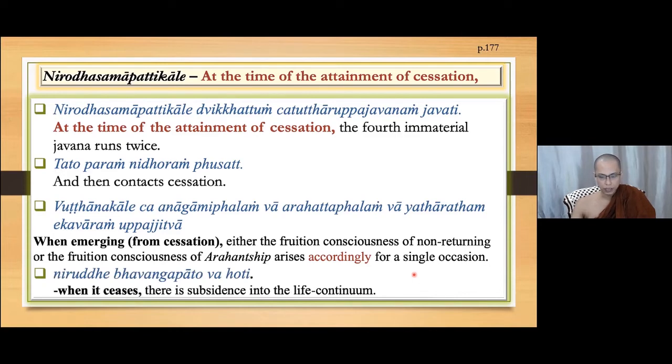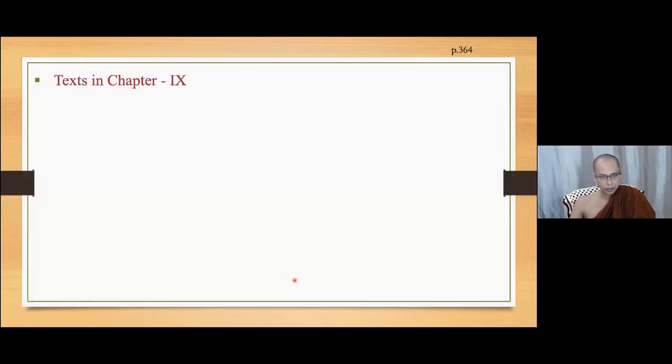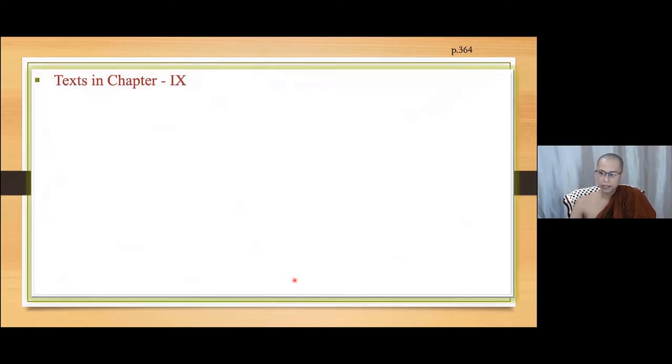Then after the one time arising of the fruition consciousness, accordingly, it also ceases. When it ceases, bhavangapadavo hoti, there is subsidence into the life-continuum, so a bhavanga arises. This is the text in chapter 4 regarding the Nirodha Samapatti Vithi. But this will be clearer if we study the text in chapter 9 of the Kammatthana Sangaha. Okay, let's see.